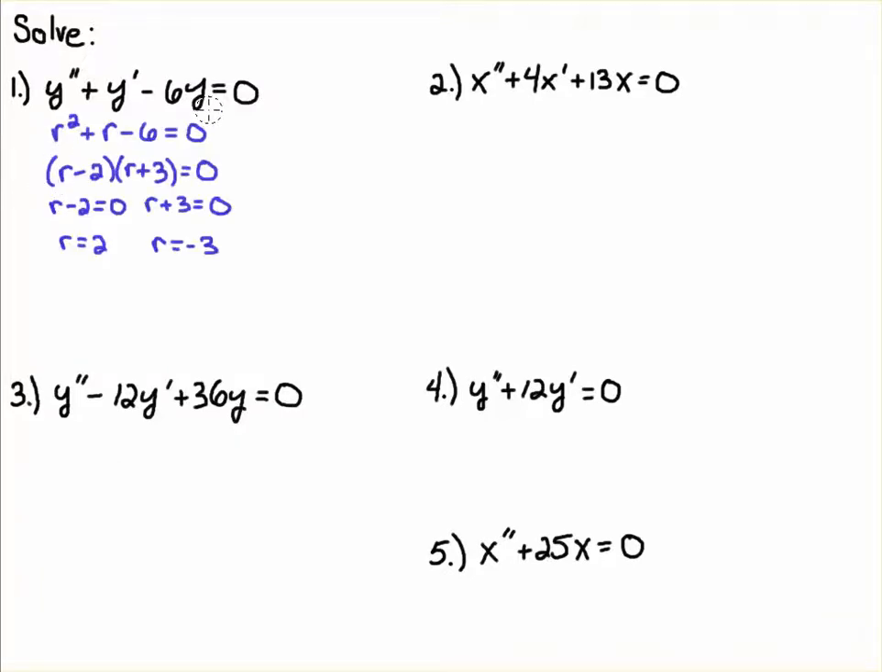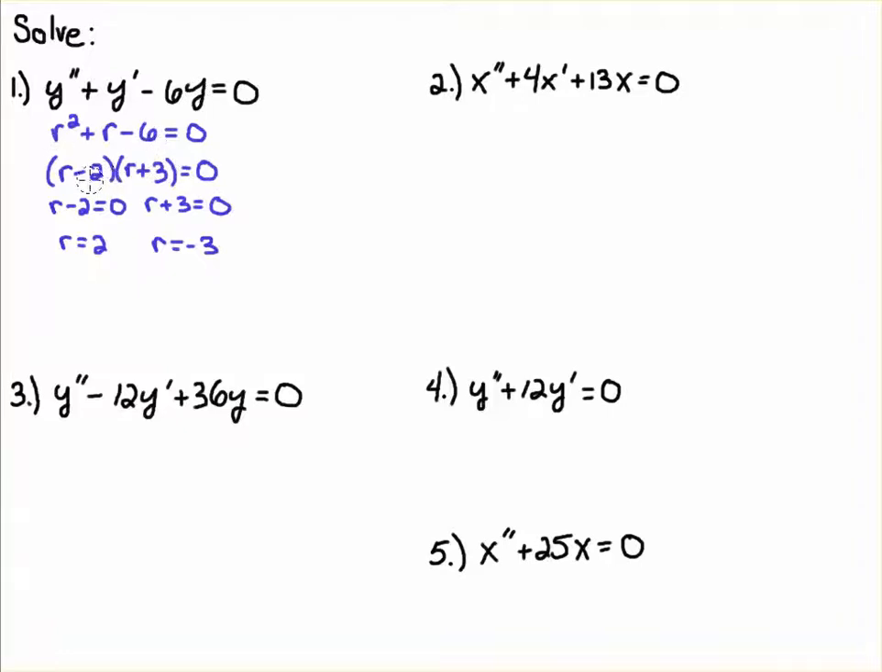So I write the characteristic equation down. Notice that the exponent of the characteristic equation matches the order of the derivative. So the 2 matches the double prime, the 1 matches the single prime, and r to the 0 is what's happening here, where there's a 0th derivative, no derivative taking place. So I write the characteristic equation down.